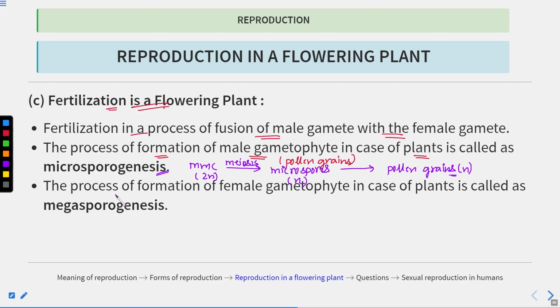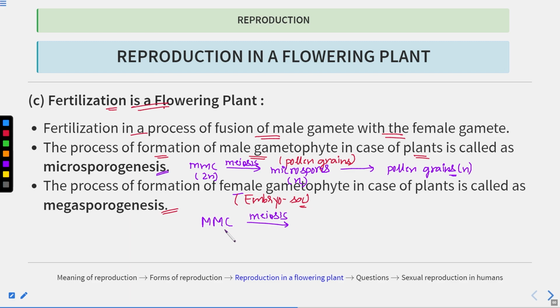Clear? Then what happens here? The process of formation of the female gametophyte. So what is a female gametophyte? The embryo sac is known as the female gametophyte. So the female gametophyte in the case of a plant is known as the embryo sac, and the formation of the female gametophyte is known as megasporogenesis. Clear? So what happens in megasporogenesis? There is a megaspore mother cell, which undergoes meiosis.